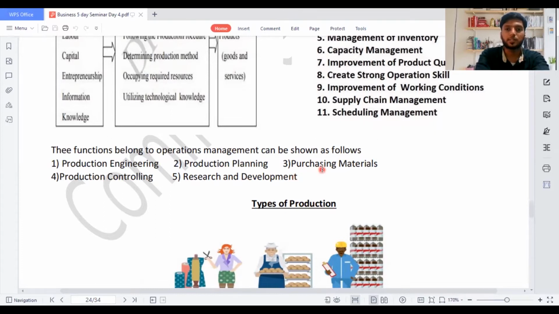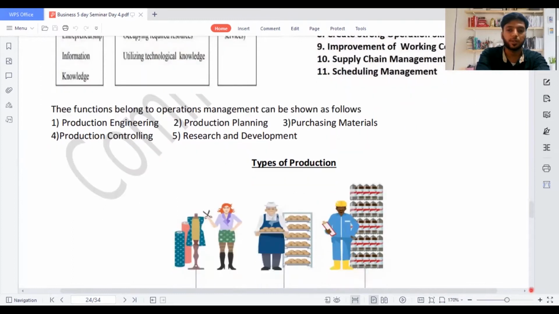Purchasing materials speaks about how much material you need to purchase to make the production planning move ahead, and production to move ahead in a smooth manner. Production controlling, ensuring that the products you planned have been produced as per the plan. Research and development, finally you find out what are the new ways to bring production to the company.